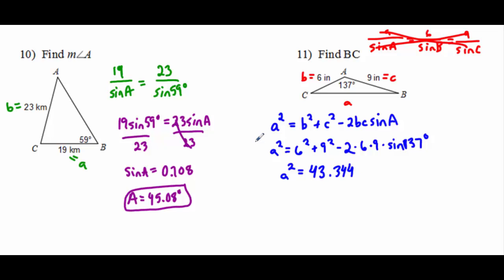And so, because that's a squared and I need a, I need to take the square root. Second answer. Again, use the answer button so you don't have to round. I get 6.58 for a. And that would be inches, since they gave us units.